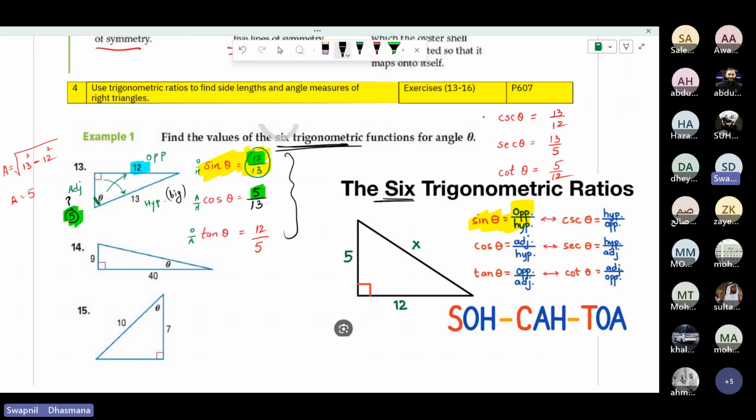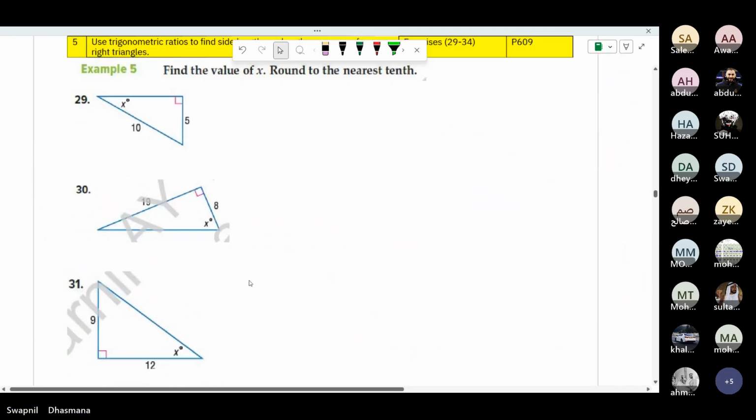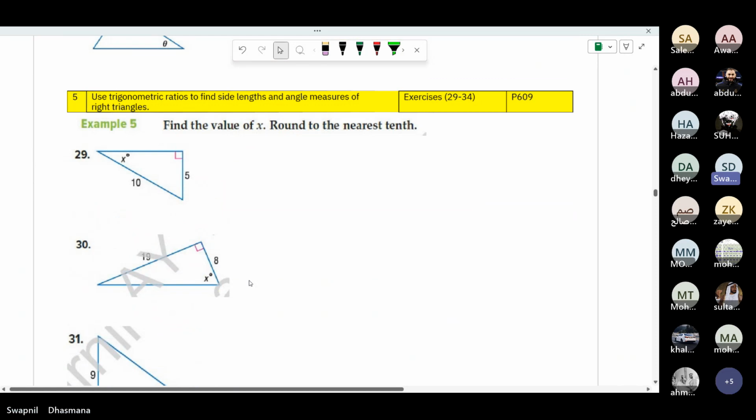So these are three. These are three. So all these questions are same. This one is same, but now what you have here is opposite, and you have H. So which rule has opposite and H? O and H? SOH, CAH or TOA?